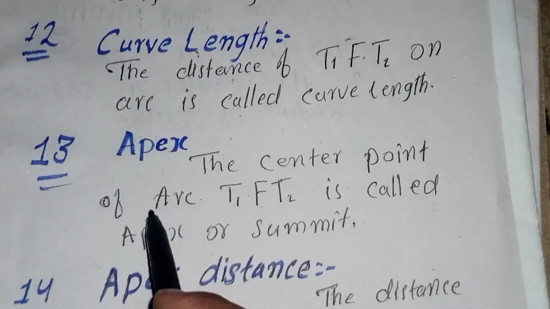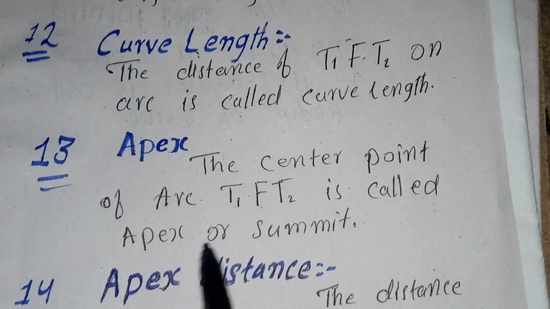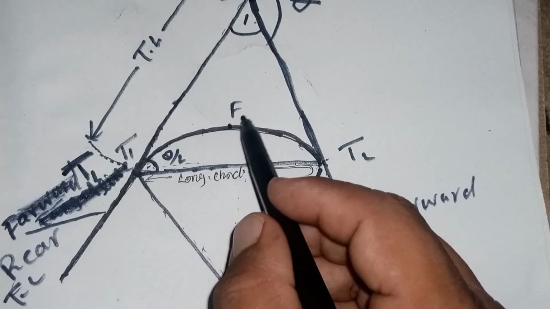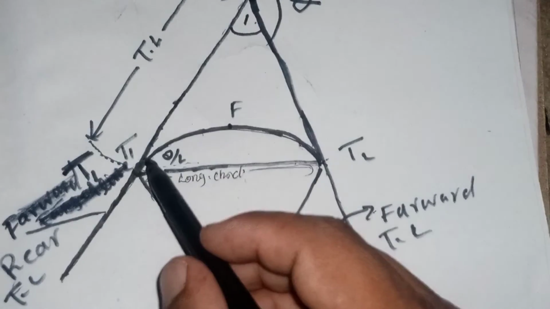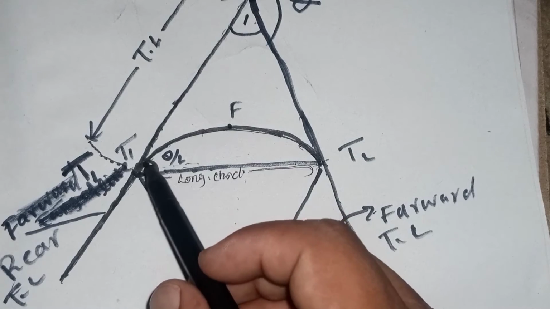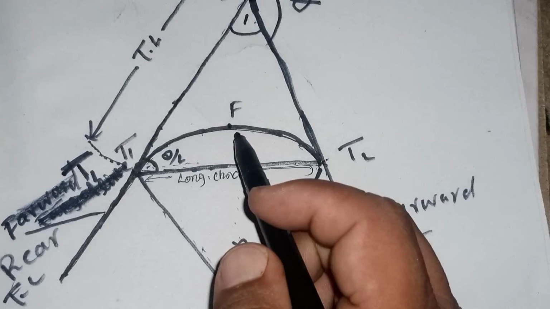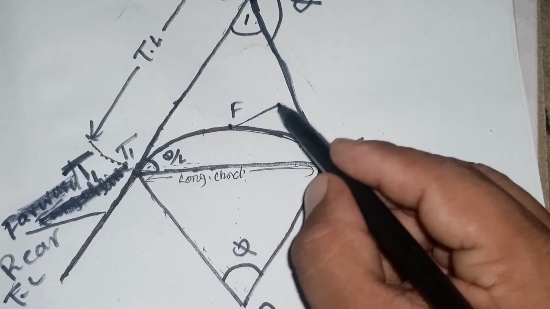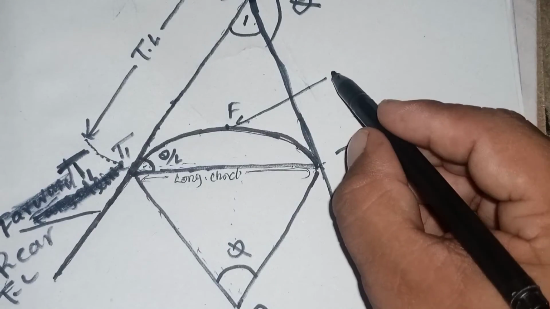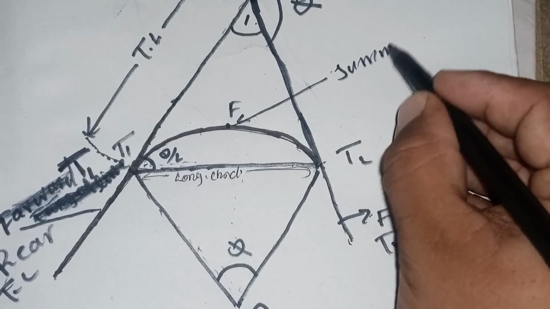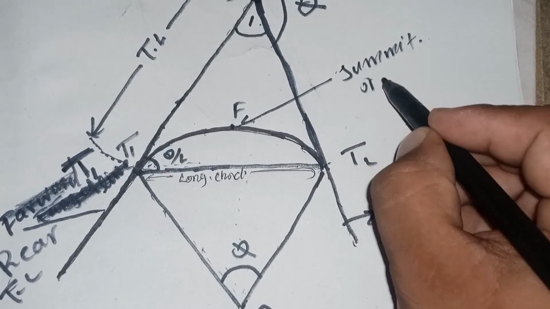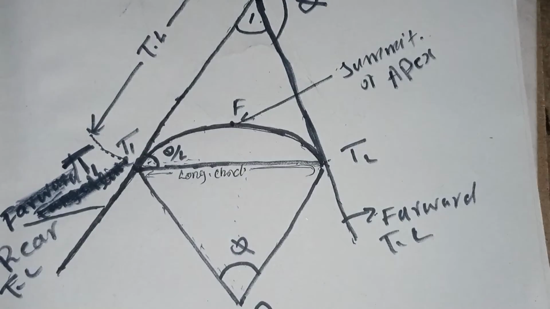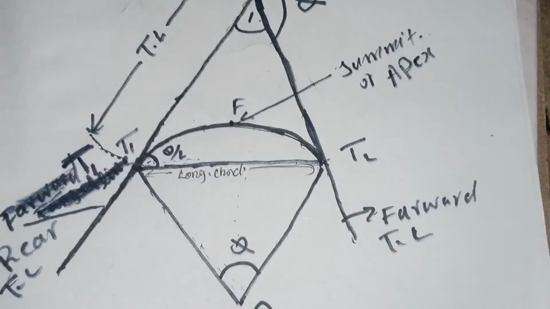13, apex. The center point of arc T1 F T2 is called the apex or summit. It means that this is the apex point, which is the center of the curve. So we can see here that the center point of T1 F T2 is called the apex point or center point. So we have to write here summit or apex, which is the center point of the curve.